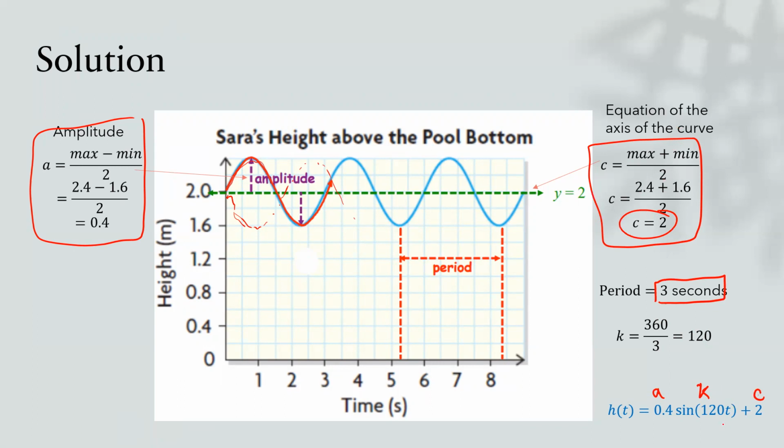Now notice that there is no d value. And why is there no d value? Well, remember the sine function starts at 0 degrees. And notice that this graph is kind of like the sine function, and it starts at 0 degrees. And again, why do we know that it starts right at 0 degrees for the sine function? Well, the sine function starts at the equation of the axis of the curve. So it makes sense that the phase shift would actually be 0.